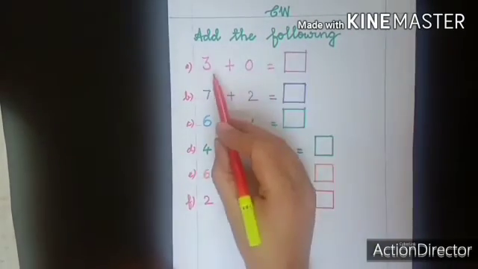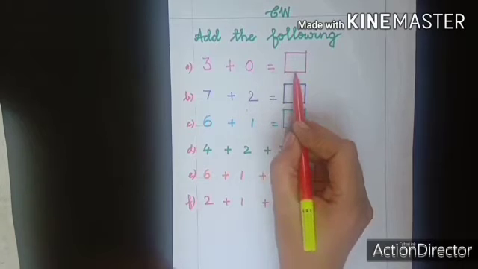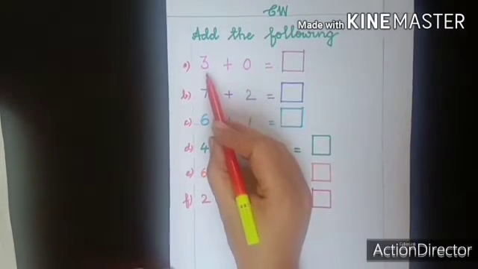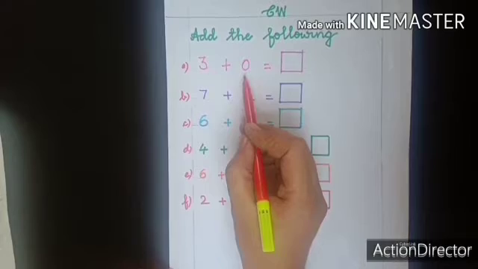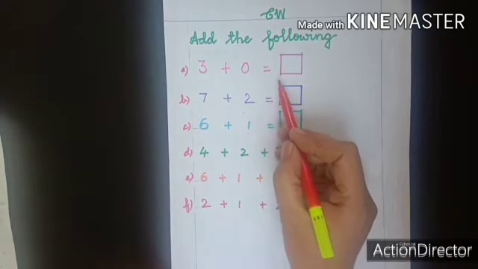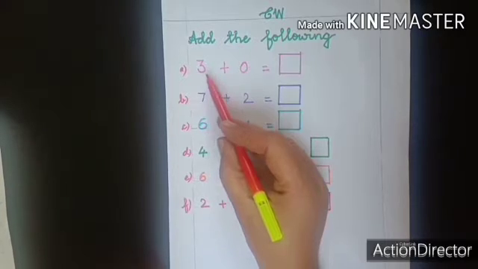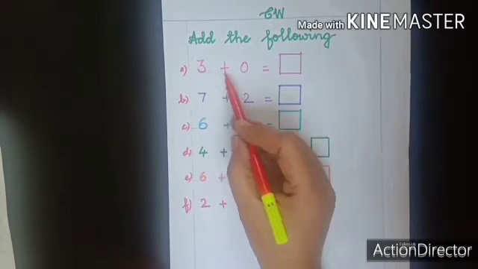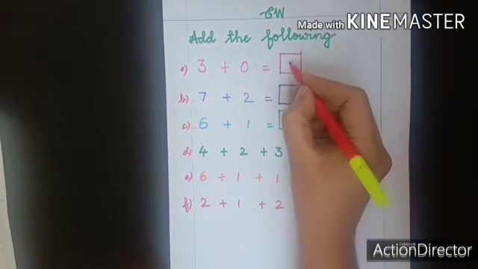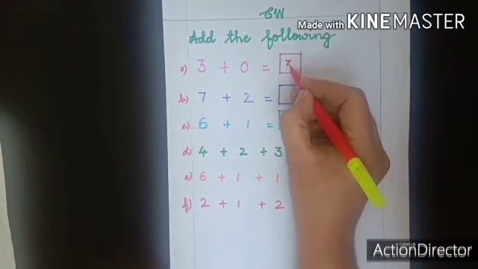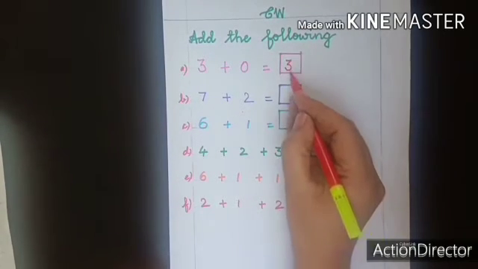Add the following. 3 plus 0 is equal to box. What is the sum of 3 plus 0? Let's recall the first property of addition. When we add 0 to any number, we get the number itself. So 3 plus 0 is equal to 3 itself. 3 is the answer.